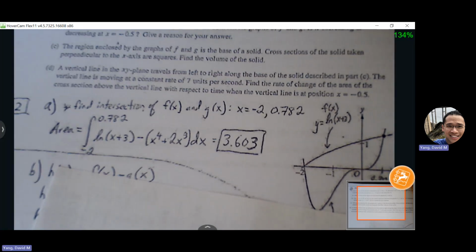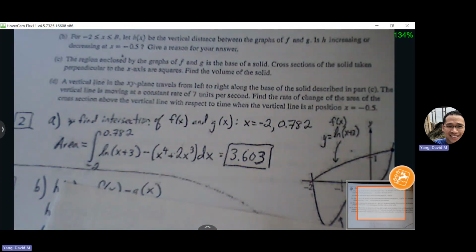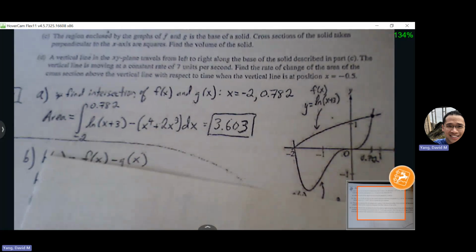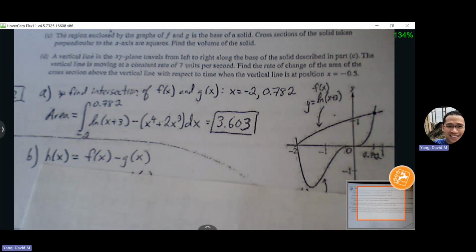Okay, part B says between -2 and b, which we found as 0.782, let h be the vertical distance between the graph of f and g. So the vertical distance is just this minus this, right? So we're going to build that vertical distance between f and g and just call it f of x minus g of x. Vertical distance.